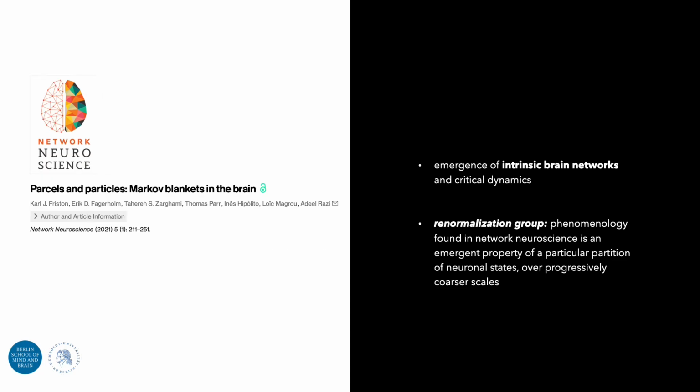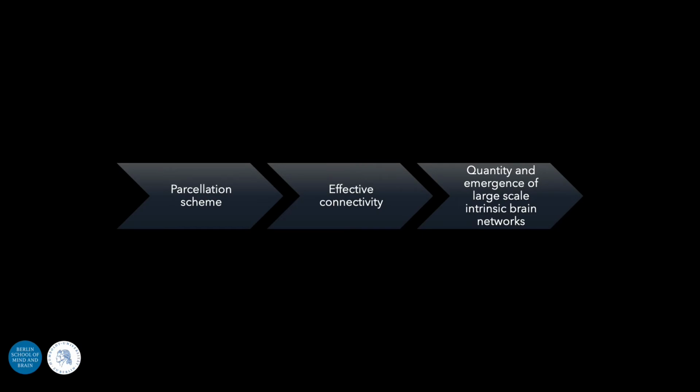In this paper, we describe a treatment of effective connectivity that speaks to the emergence of intrinsic brain networks and critical dynamics. It is predicated on the notion of Markov blankets that play a fundamental role in the self-organization of far from equilibrium systems. Using the apparatus of the Renormalization Group, we show that much of the phenomenology found in network neuroscience is actually an emergent property of a particular partition of neuronal states over progressively coarser scales. As such, it offers a way of linking dynamics on directed graphs to the phenomenology of intrinsic brain dynamics. With a particular parcellation scheme based on effective connectivity, we can, in principle, explain and quantify the emergence of large-scale intrinsic brain networks and their characteristic dynamics.